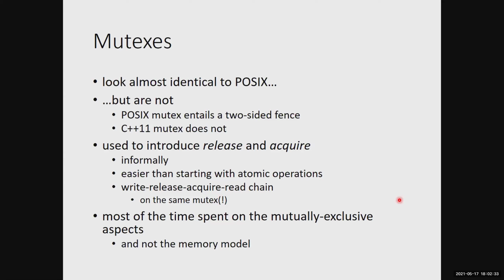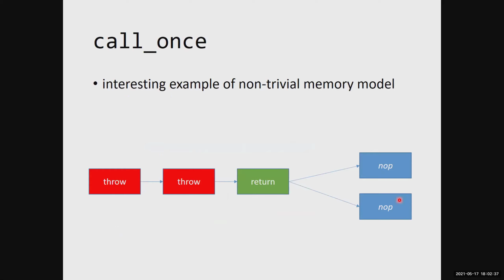So we actually spend a lot of time on the memory model. Call once, that's quite an interesting feature in C++. I'm not going to go into it, but it's interesting because it's a non-trivial example of the memory model.